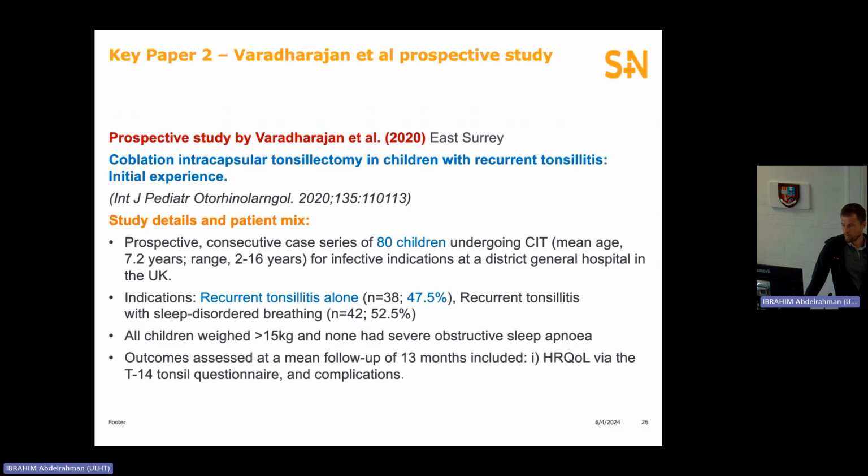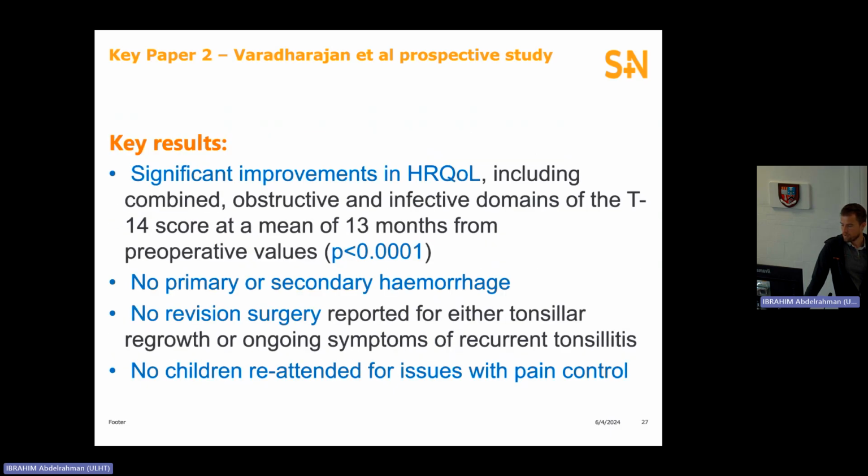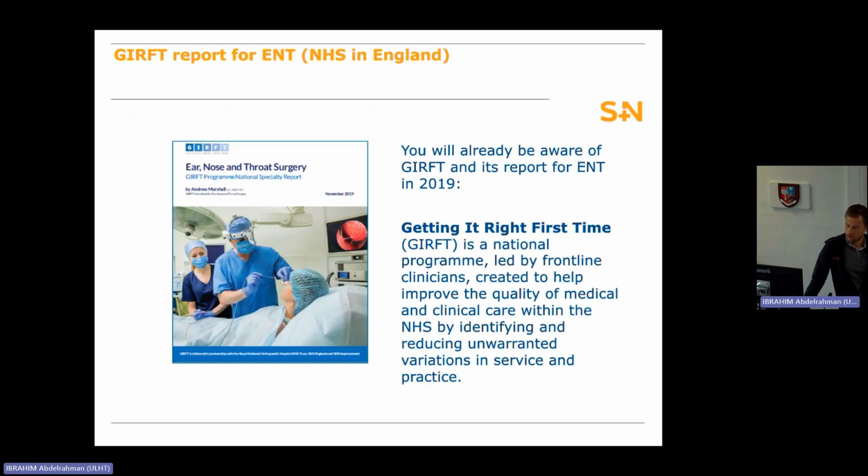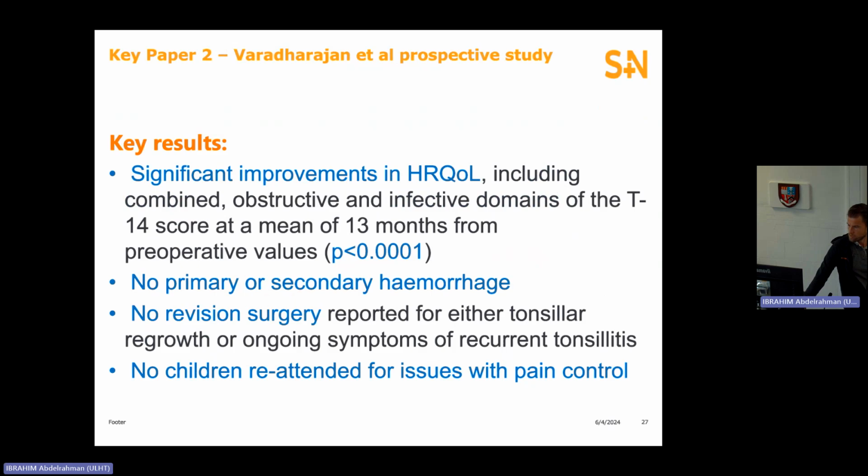And that was a 13-month follow-up, and none have come back within that 13 months. Obviously, it's only 13 months, but it's a good indicator that it's safe and effective for that patient group as well. What were their bleed rates, sorry? The bleed rates, I don't think it had any readmissions. Yeah, no primary or secondary readmissions within that 13-month period. If you want to call it a flaw, it's only 13 months. But yeah, it's initial really good results looking at just recurrent tonsillitis, 80 kids.